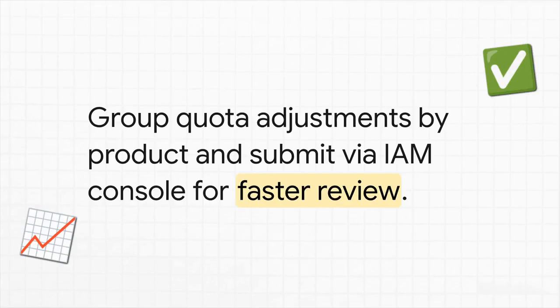Of course, if you're building something truly massive and you actually hit these ceilings, you aren't completely stuck. To request a quota increase smoothly, just head over to the IAM and admin console. But here's a practical tip for you. Make sure to group your quota adjustment requests by product area before you submit them to Google Cloud Customer Care. Batching them intelligently like that really reduces the time it takes for review and approval.